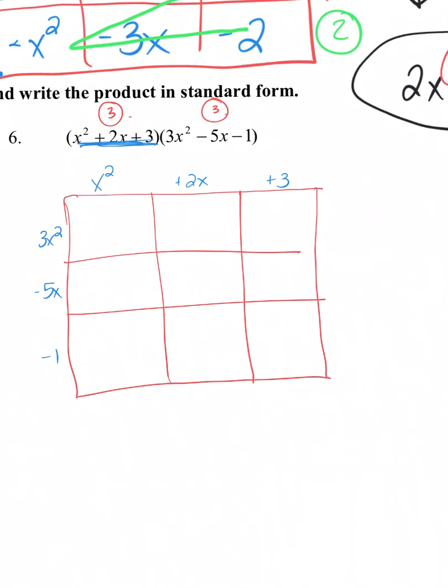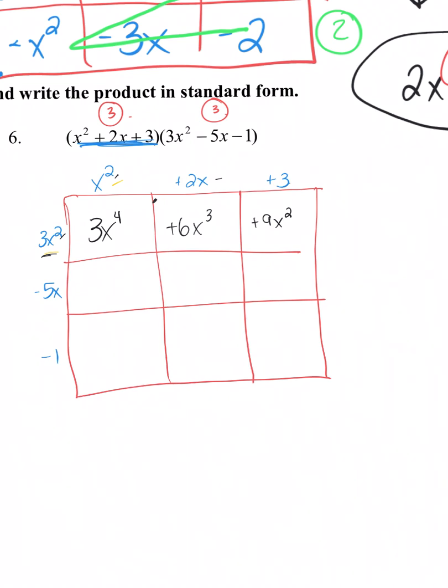Okay? So the first thing we're going to do is multiply 3x squared times x squared. And this gives me a 3x to the 4th because I have to add my exponents, which is 2 and 2. Okay? Then I'm coming to my second box. I need to multiply 3x squared times 2x. And 3 times 2 is 6. And I have x squared times x, which gives me a positive 6x cubed. Then 3x squared times 3, which gives me a positive 9x squared.